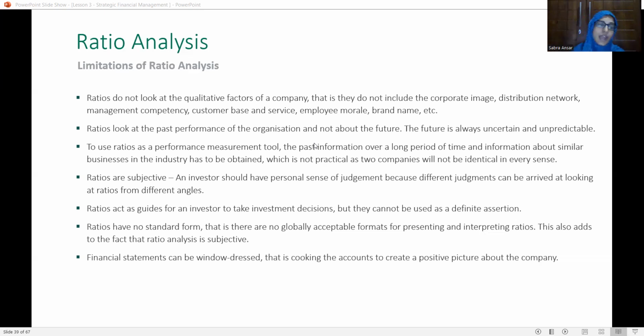comparing two companies. And financial statements can be window dressed, that is, cooking the accounts to create a positive picture about the company. If that happens, obviously the ratios will also look very good, because the amounts we use to calculate the ratios are taken from the financial statements. Therefore, if the financial statements are not accurate, the ratio analysis will not be accurate as well. So certain qualitative factors and other factors need to be considered in order to properly measure the performance of an organization.